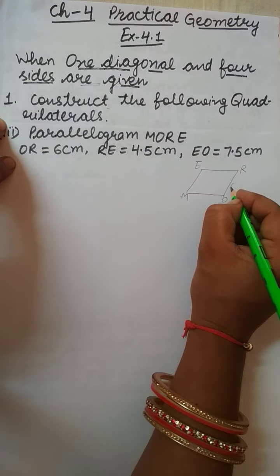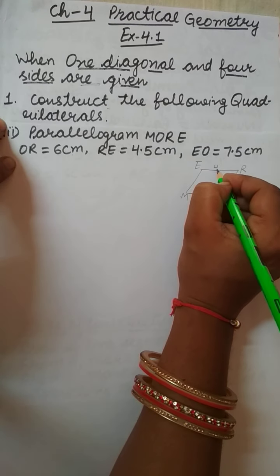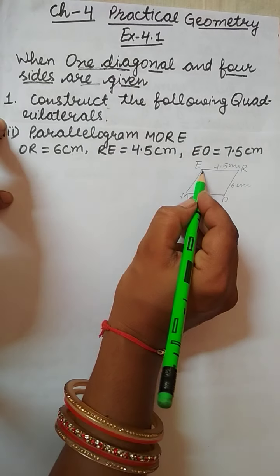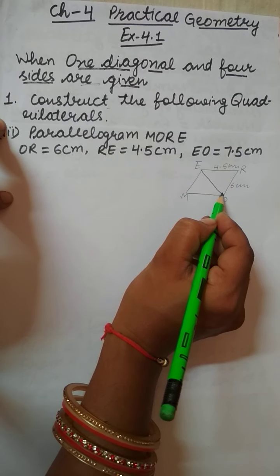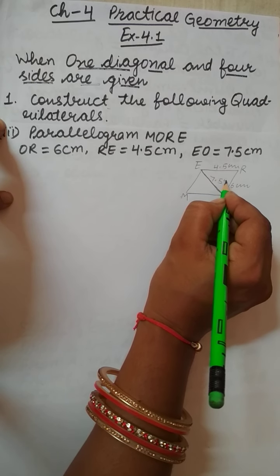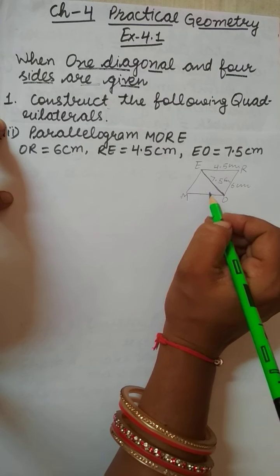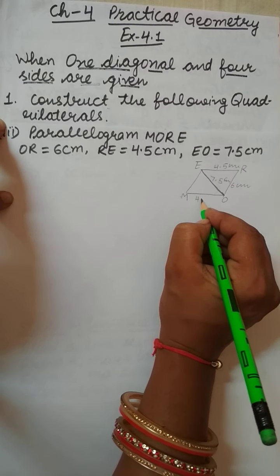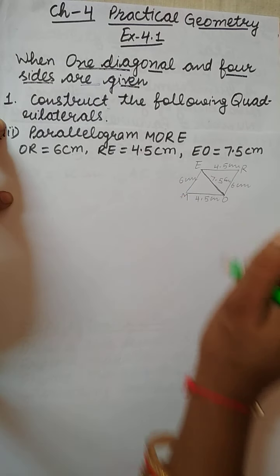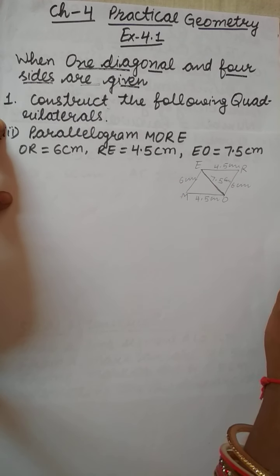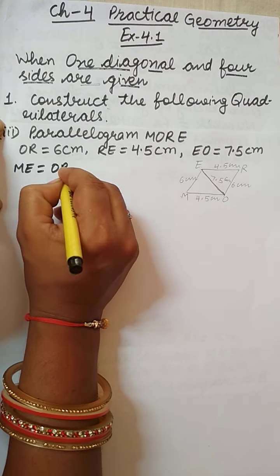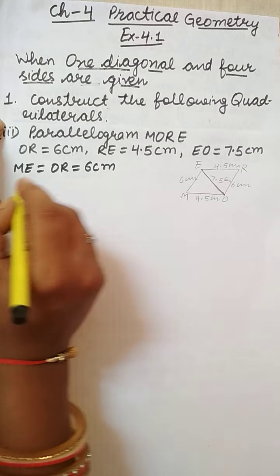Here OR is 6 centimeter, RE is 4.5 centimeter, and EO, I will join this EO. This is the diagonal given to us, 7.5 centimeter. So from this we can say that MO is also 4.5 centimeter and ME is 6 centimeter. So I will write here ME is equal to OR is equal to 6 centimeter.